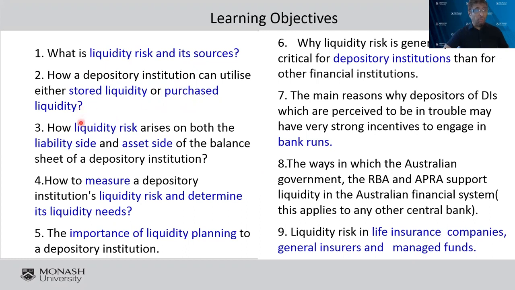But also we want to know how the liquidity risk comes. It comes from the asset side and liability side, so it's not only from the depositors' withdrawals. We have some other sources and some other causes, which we will touch on in a minute. Then we will measure depository institution liquidity risk and determine its liquidity need.